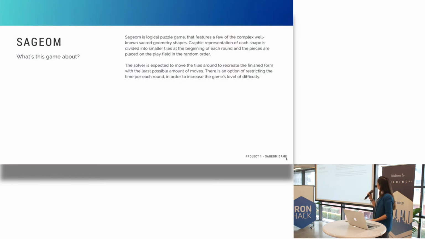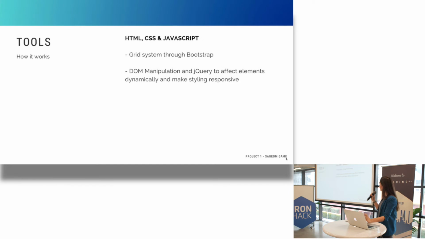So the game is a logical puzzle game. It should, in theory, have a few of the images that are representing those shapes of sacred geometry. At the beginning of each round, each image is divided in smaller tiles, and the pieces need to be put back together for the puzzle solver to complete the game successfully and to win. Currently, the levels of difficulty in my game are controlled by the amount of clicks that the user is allowed to make on the playboard.